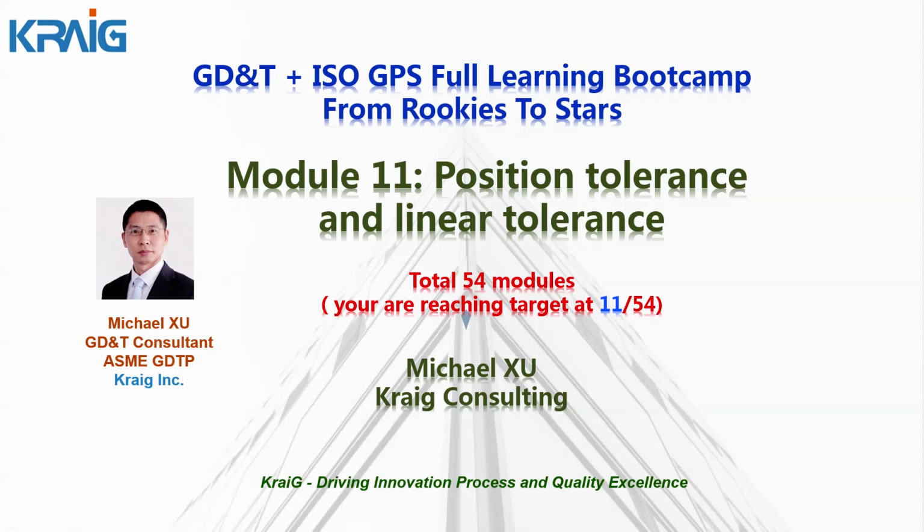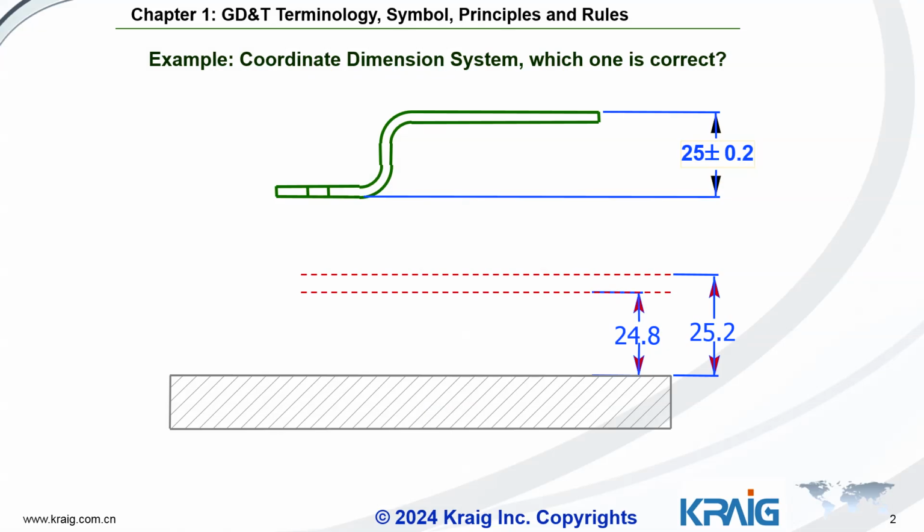In this module, we are going to learn why we should use position tolerance instead of linear tolerance to specify the position. Let's look at one of the joints. This joint we have learned before.